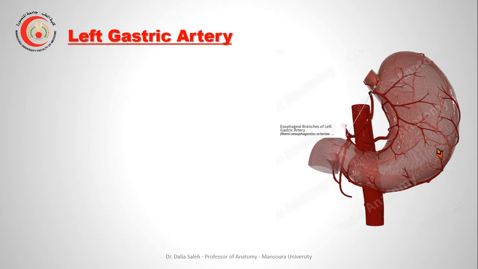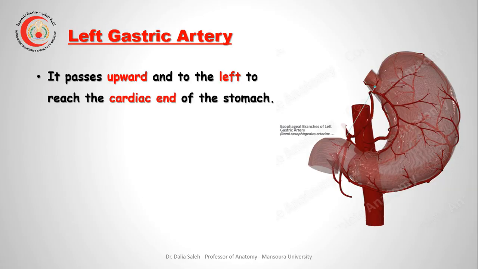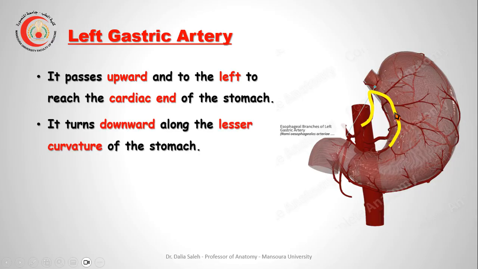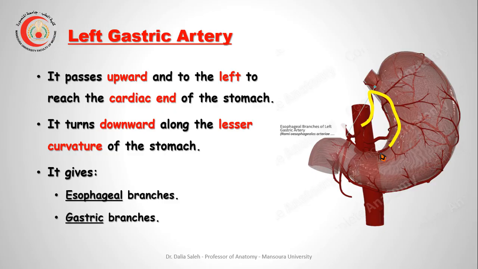The left gastric artery first passes upwards and to the left till it reaches the cardiac end of the stomach, and then turns downward and to the left along the lesser curvature of the stomach. It gives at the cardiac end the esophageal branches to the esophagus, and along the lesser curvature of the stomach it gives the gastric branches to the stomach.